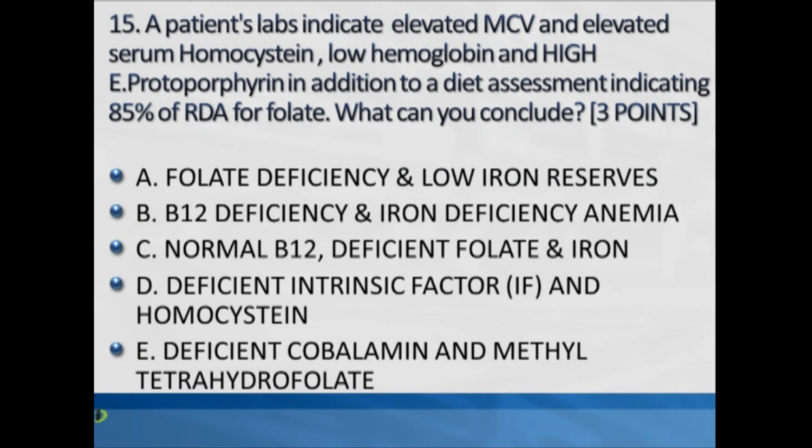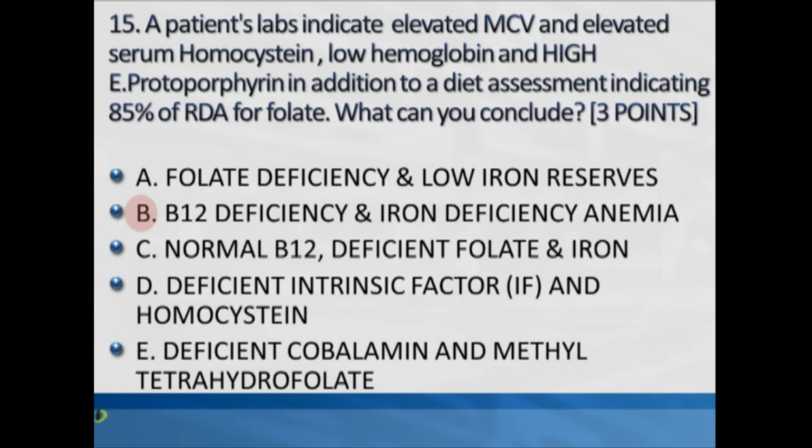Next question. A patient's lab indicates elevated MCV and an elevated serum homocysteine, low hemoglobin, and high erythrocyte protoporphyrin, in addition to a diet assessment indicating 85% of the RDA for folate. What can the clinician conclude? Pause here and select your answer. With the limited blood tests done, the clinician can conclude B, a B12 deficiency and an iron deficiency anemia.